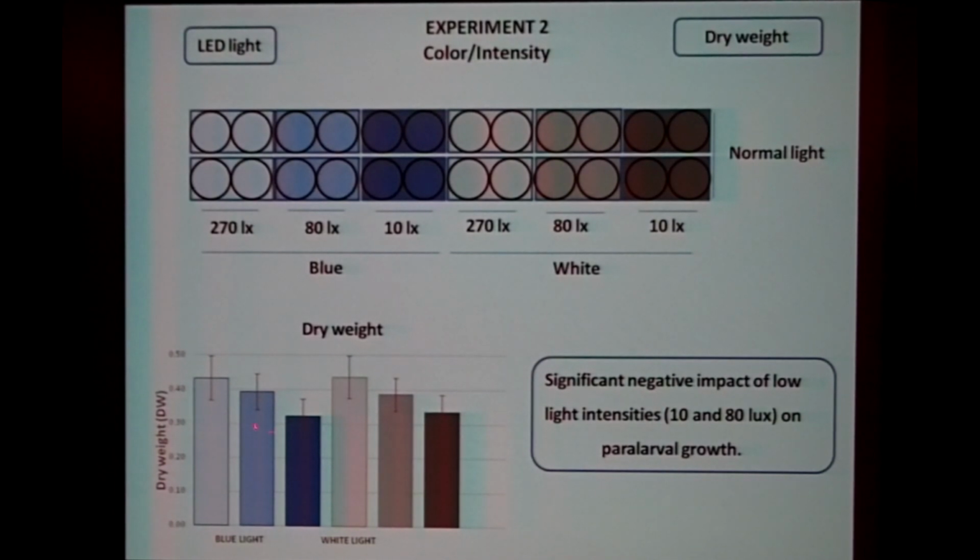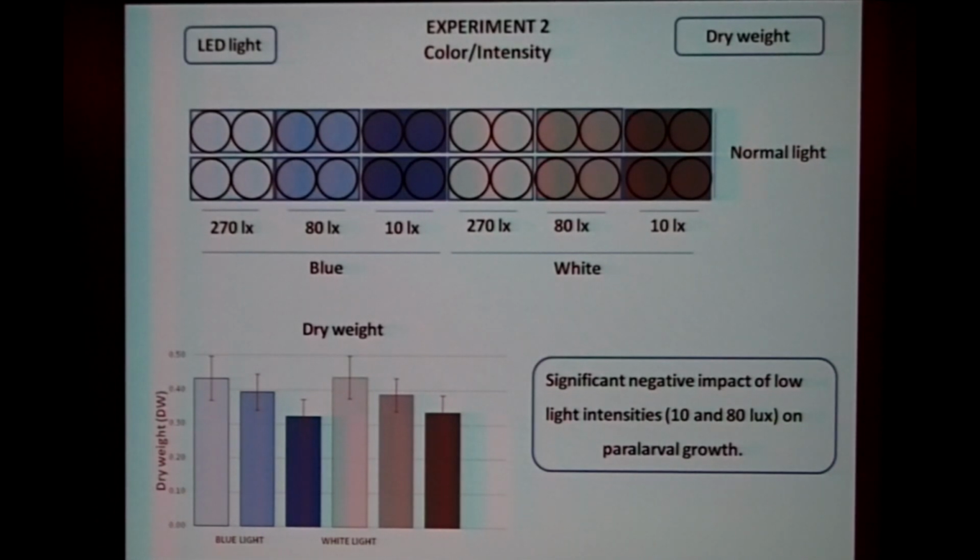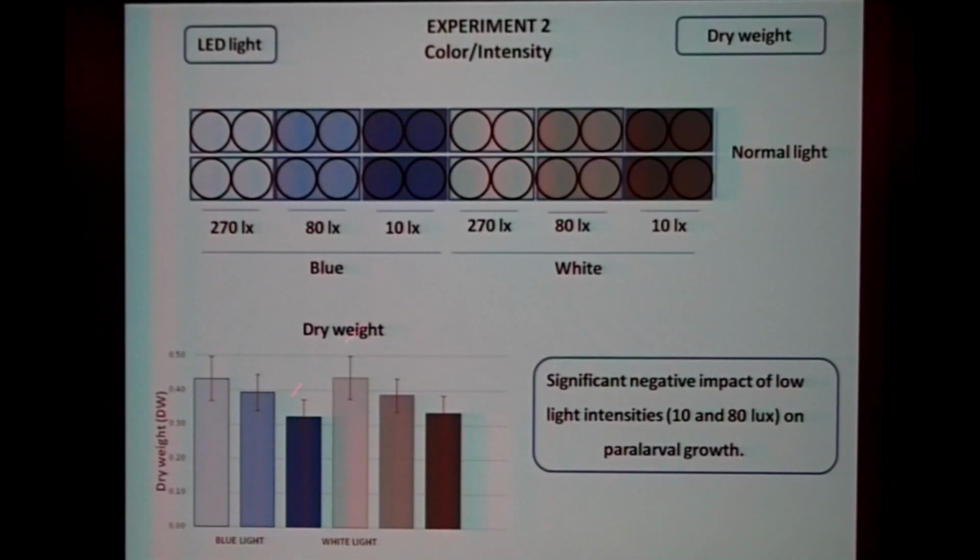There is a lower dry weight at lower intensity, 80 and 10 lux. We did not expect this result, because these intensities are the intensity at 100 meters. So we thought that maybe the paralarvae would do better at the low light intensity. But no, it's not the case. There is not a good growth. So to obtain a good growth, we need to increase the intensity.